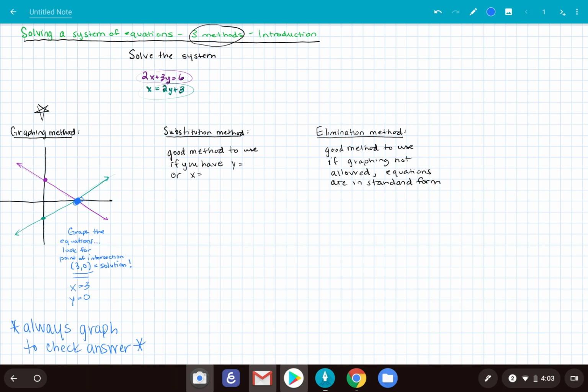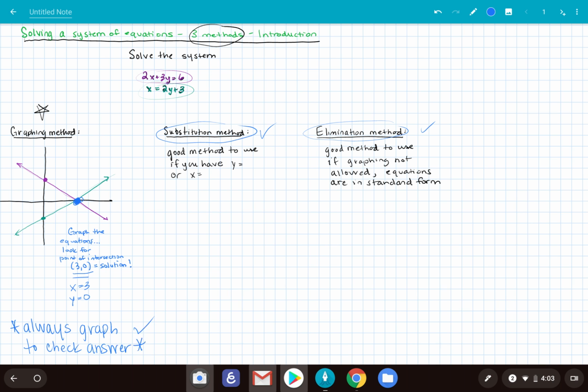But just so you know, there will be situations where your teacher wants to verify that you know how to use the substitution method and you know how to use the elimination method. So please don't think that you'll always be able to use the graphing method. You can always use the graphing method to check your answers, but you will be required to demonstrate that you know how to use these other two methods.